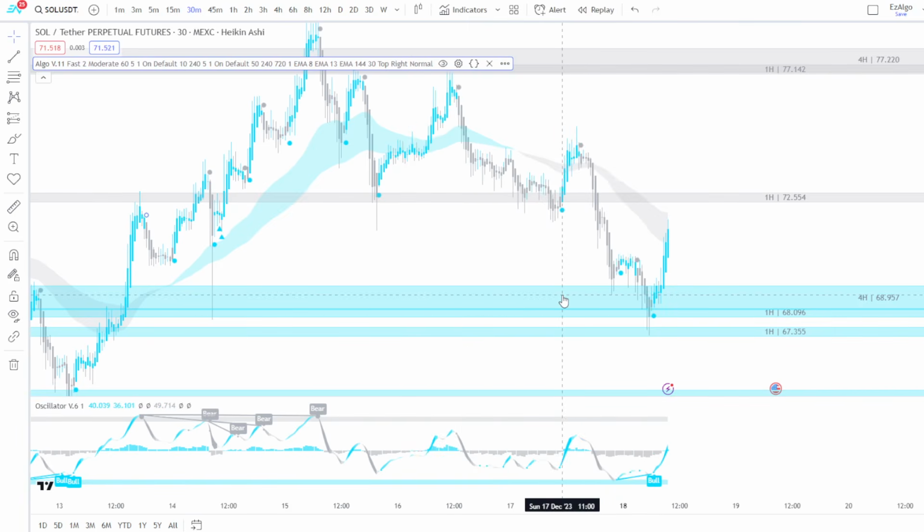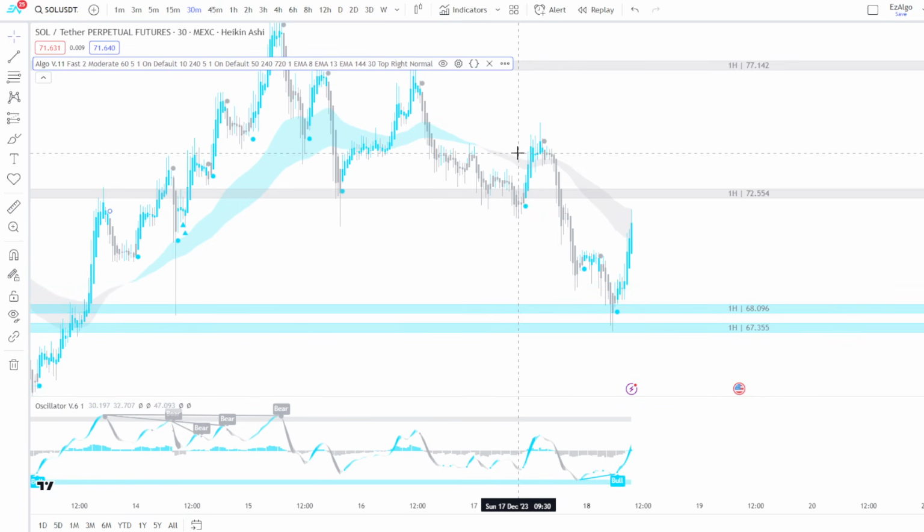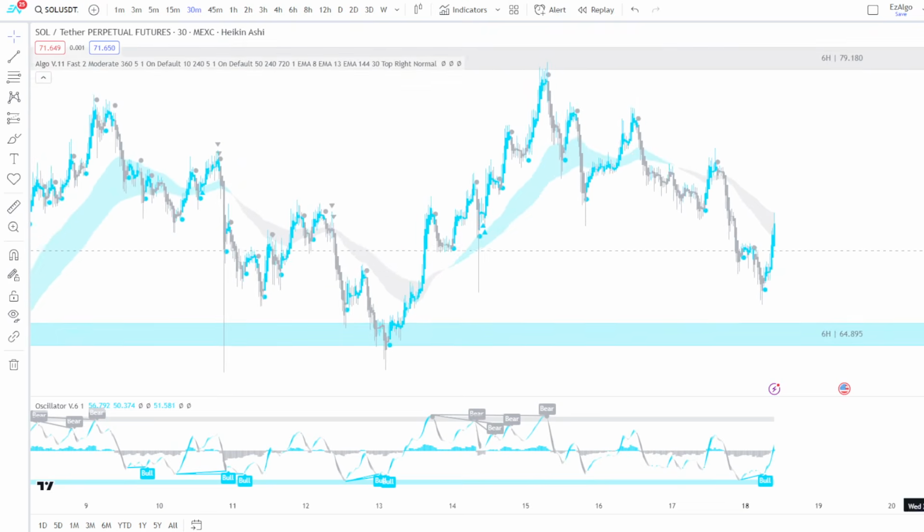Now, a few people have asked me what my favorite settings are as far as the support and resistance goes. If I'm on an hour or below time frame, I'll use the 1 to 2 hour levels. However, if I'm on a 2 to 4 hour time frame, I like to use the 6 hour support and resistance levels. I find that the 6 hour levels are about as accurate as can be. And I'll show you in one moment here.